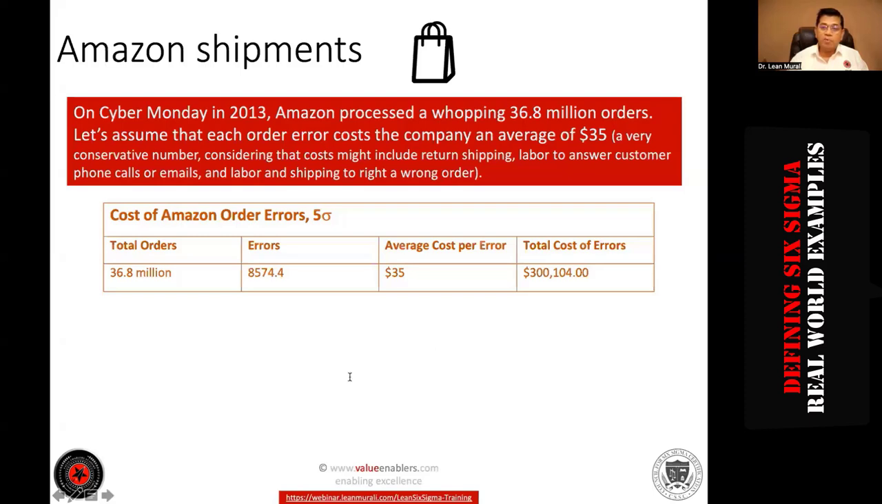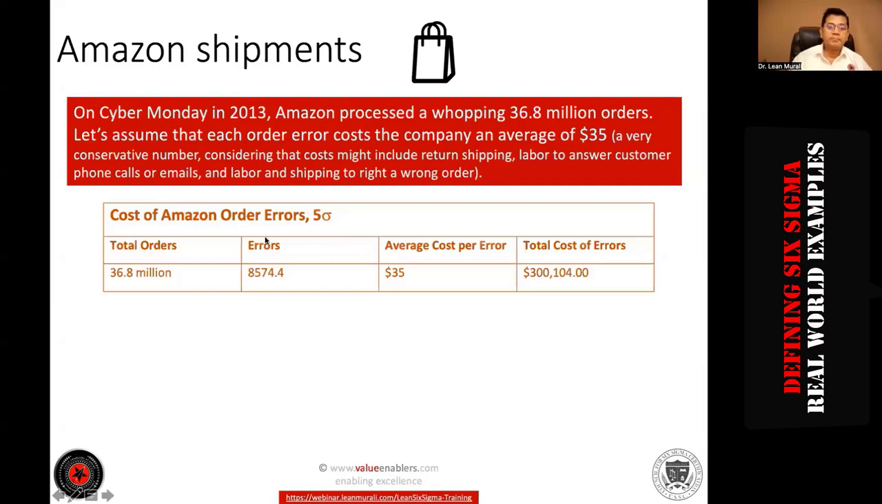All of you type OMG, oh my God, in the chat box. Okay. This is too much, right? Imagine $300,000. 0.3 million, right? $0.3 million.